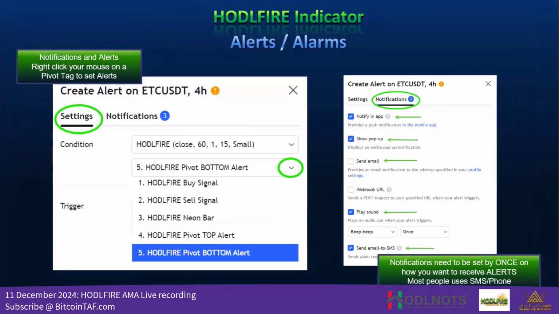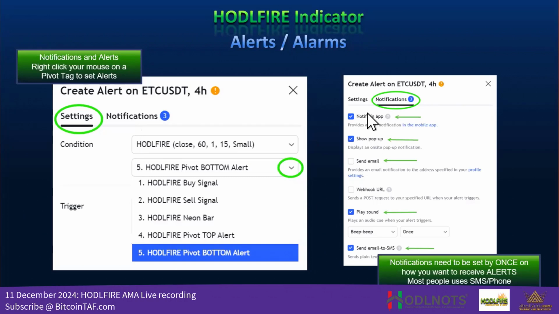Now, when you get the HODLFIRE, you're going to right click on any pivot tag, and you're going to get these screens. How does this work? It is very powerful, and it has built-in alerts and alarms for you. You have to set them up however you want the alerts and the alarms set up. So the very first time that you use it, you'll see a settings and a notification. Go one time, the very first time, and set up your notifications.